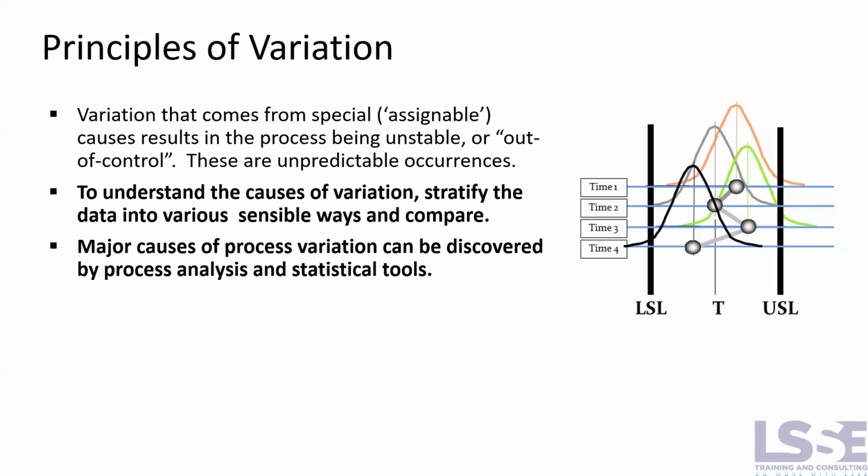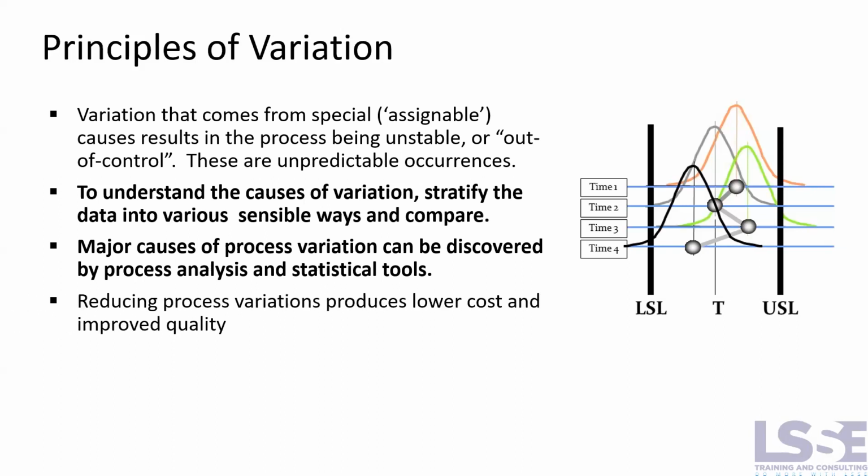And actually, the major causes of a process variation can be discovered by analysis of the process and statistical tools. However, for yellow belt, we will not cover the deep statistical tools that are able to help us study the cause of variation. This is more explored in the higher level, like the green belt. And reducing process variations will help us produce lower cost and improve the quality of our process. Okay, so those are just some concepts on variation.